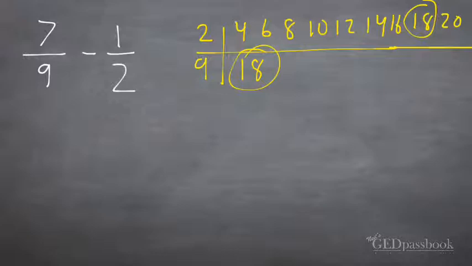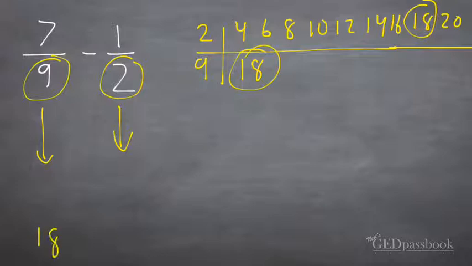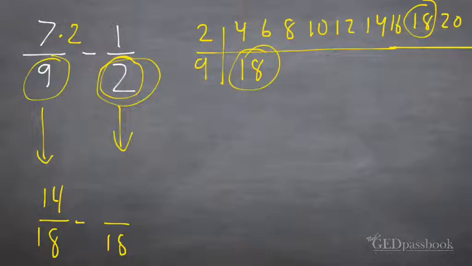So, if 18 is what these get converted to, 18 minus 18, what do my numerators become? Well, ask yourself. This 9 over here, what did you multiply by to create that 18? 2. So 7 times 2 is? 14. This 2, what did you multiply by to create that 18? 9. So ask yourself, what is 1 times 9? 9.